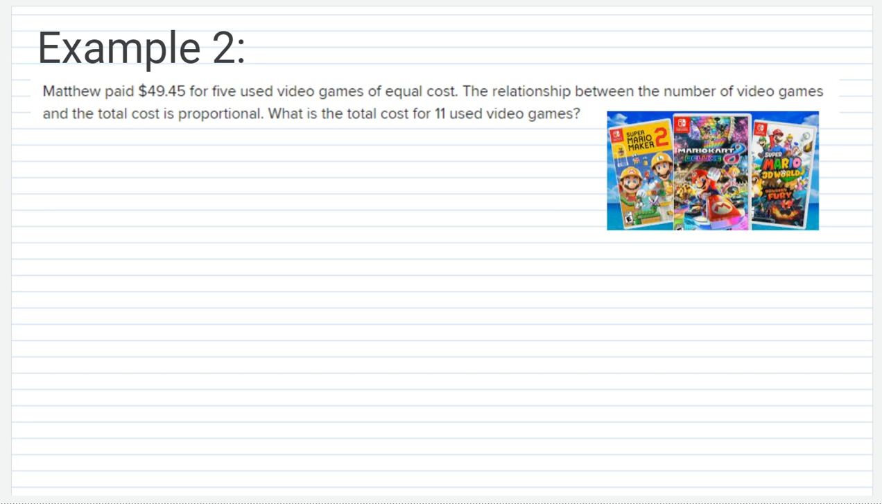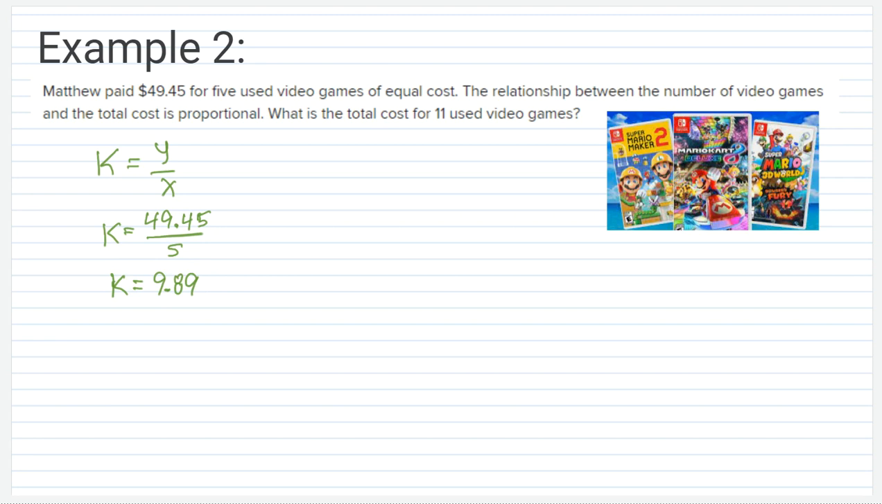So if I'm going to write an equation, remember we need to figure out what k is equal to. So k is equal to y over x. And in this case, I'm going to let y be our total cost, $49.45, and that's going to be over 5. And then we're just going to divide that out. So $49.45 divided by 5 gives us a k value of $9.89, which again is our unit rate. So this is just telling us that it's $9.89 per video game.